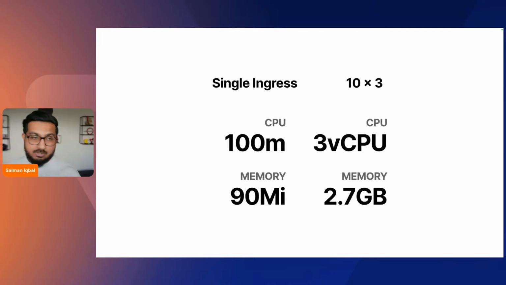If I were to run 30 ingress controllers in my cluster, that is sizable. I need about 3 virtual CPUs and about 2.7 gigabytes of memory. That is basically the size of a small node in a Kubernetes cluster. So that's something you need to think about, right? If we are sharing a cluster, maybe we can share some of these resources.